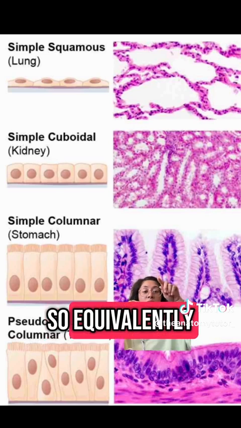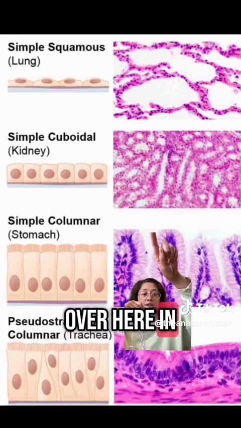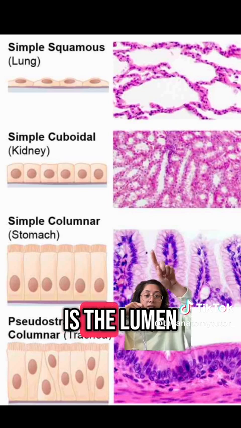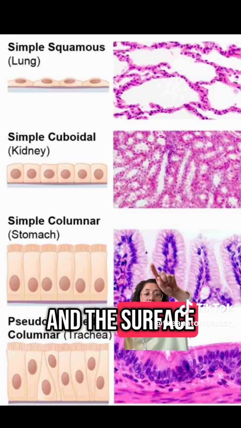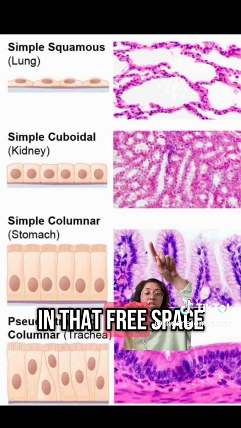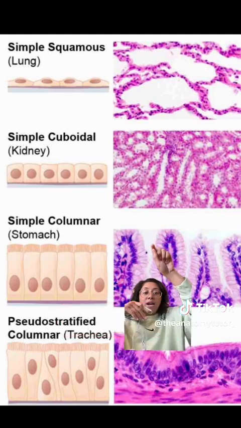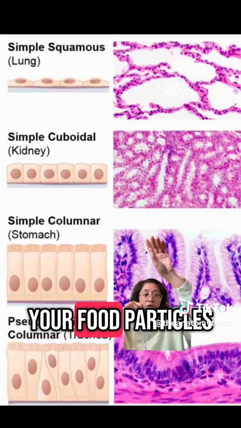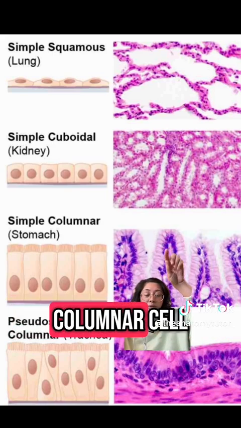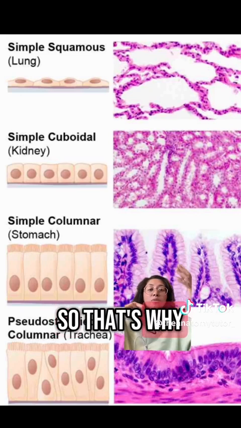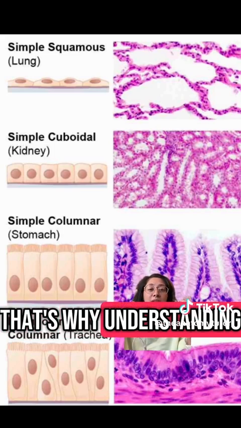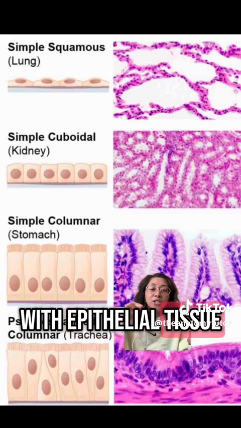So equivalently, over here in this stomach lining, the white space is the lumen and the surface next to the apical region, and that's how you know that in that free space you might eat a cheeseburger, and this free space is where your food particles are going to be digested and then absorbed through this columnar cell. So that's why understanding polarity and directional terms is significant with epithelial tissue.